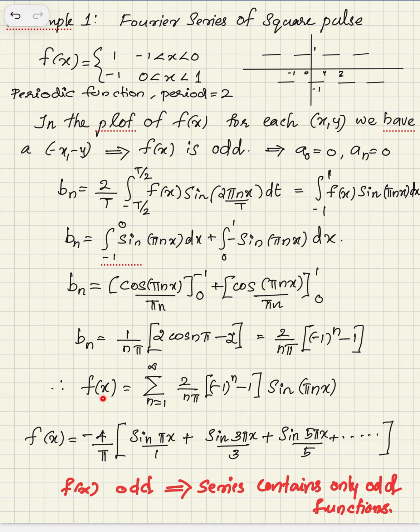Substituting back in the series, f of x equals constant term is 0, cosine term is 0, sine term is sigma n equal to 1 to infinity, bn sin pi n x. Putting values for n, when n equal to 1, you will get minus 4 by pi sin pi x. When n equal to 2, this will vanish. When n equal to 3, you will get this term. N equal to 5, you will get this term. All the even n will vanish. All the odd n will contribute. And you can see that since the function is odd, your series contains only odd functions, that is, sine functions.